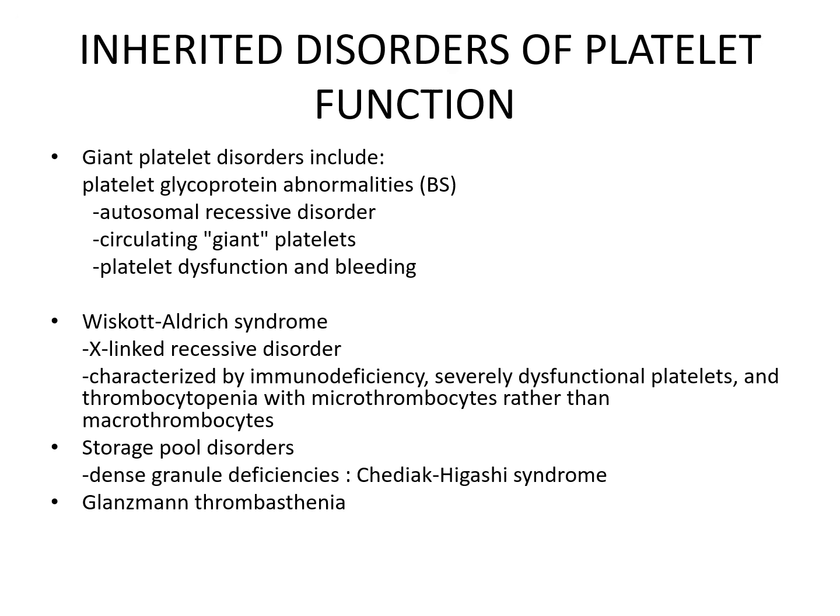Another disorder called Wiskott-Aldrich, which is an X-linked recessive disorder characterized by the presence of immunodeficiency, dysfunctional platelets, as well as thrombocytopenia with microthrombocytes rather than macrothrombocytes. So in Wiskott-Aldrich disorder, we have circulating tiny platelets rather than large platelets, as I mentioned in Bernard-Soulier. So in Bernard-Soulier, we have giant platelets circulating in the blood, while in Wiskott-Aldrich, we have tiny-sized platelets circulating in the blood.